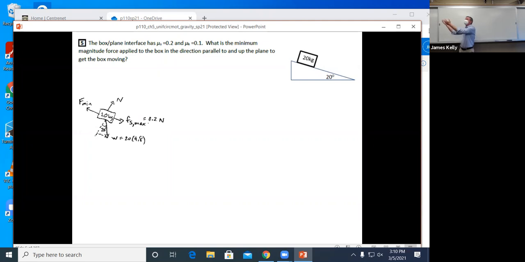So you can imagine that friction is trying to hold it back, and it's holding back as hard as it can. It's pulling in the direction down the plane. And if I push any harder, it can't pull back any harder, and it breaks free and goes like that.